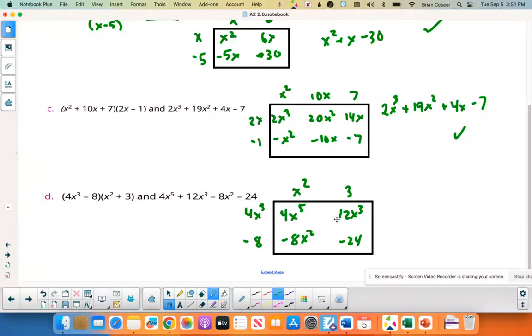Now, it's really easy to just get in the habit of adding them diagonally, but when you look here, they have different powers on everything. So don't combine terms that are not like terms. Really, there's nothing to combine. And we end up with that, and that checks out with that. Okay.